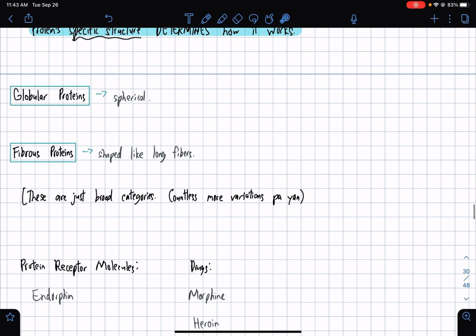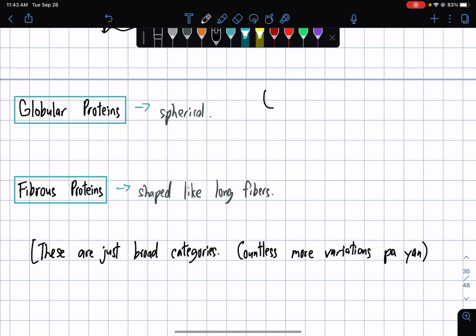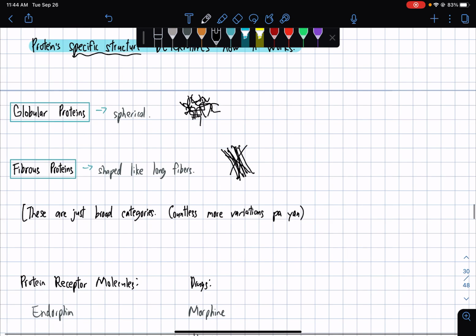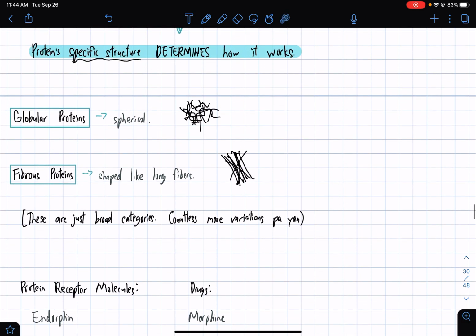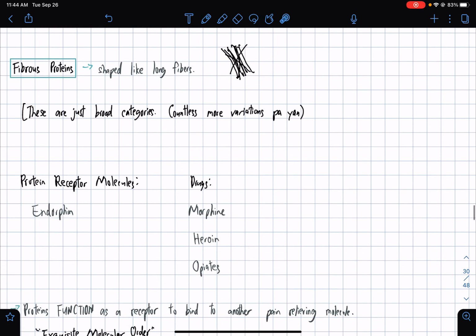We have some proteins such as globular and fibrous. These are the types of proteins in terms of shape. Globular looks something like this, like a globe to some degree. And fibrous proteins look like this, like long fibers. These are just broad categories. There are countless variations since, as mentioned earlier, there are many structures and kinds of proteins. Even people who specialize in biochemistry couldn't memorize everything. Well, it's not really that important to memorize everything.